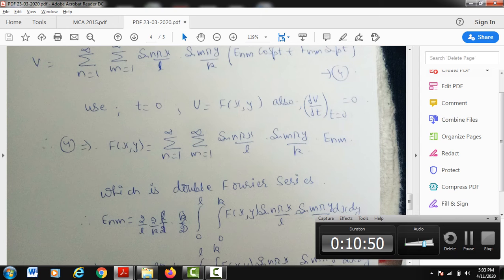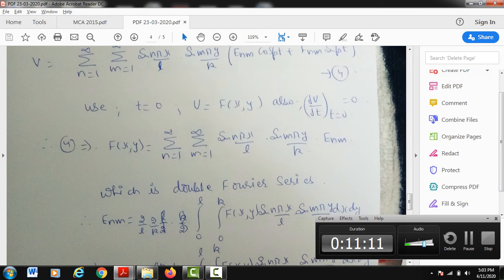So it will be f of xy is equal to sigma n varies from 1 to infinity, sigma m varies from 1 to infinity, sin n pi x over L, sin m pi y over k into E n m, as cos 0 will be 1 and this factor will be 0 because sin 0 is 0. Now this is the Fourier series, but here there are two summation signs, so we will call it the double Fourier sine series.